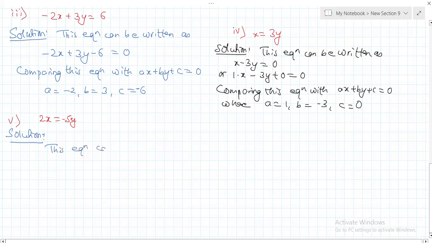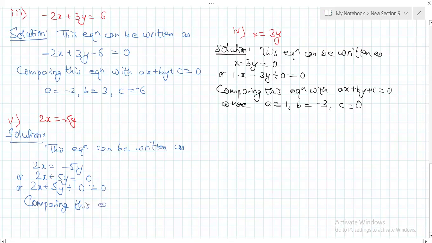This equation can be written as 2x is equal to minus 5y. Minus brings it to this side, and it becomes 2x plus 5y is equal to 0. Now again write this as 2x plus 5y plus 0 is equal to 0. Now we have to compare this equation with ax plus by plus c is equal to 0, where a is equal to 2, b is equal to 5, and c is equal to 0.